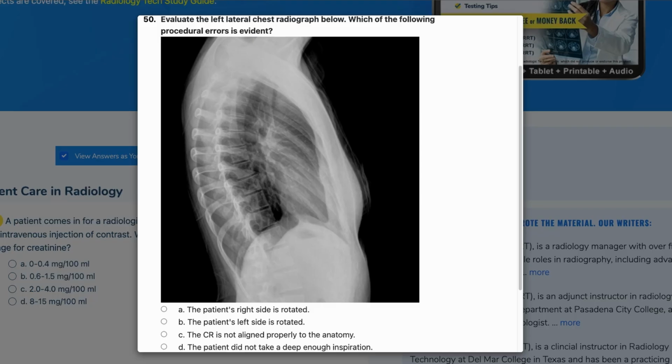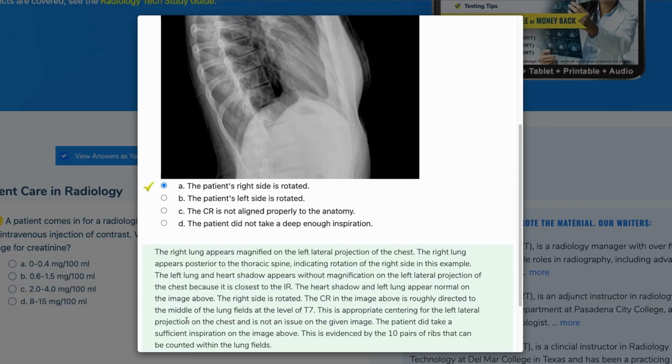Question 50. Evaluate the left lateral chest radiograph below. Which of the following procedural errors is evident? A. The patient's right side is rotated. B. The patient's left side is rotated. C. The CR is not aligned properly to the anatomy. D. The patient did not take a deep enough inspiration. A. The patient's right side is rotated.